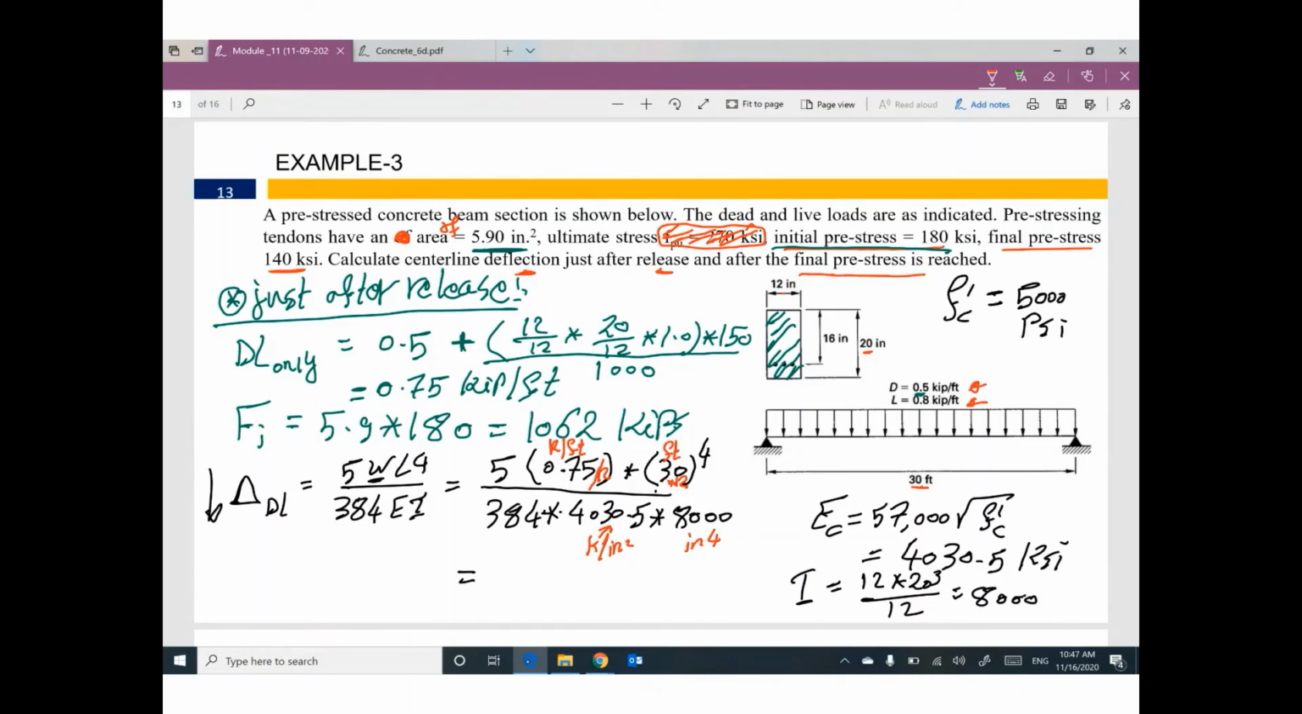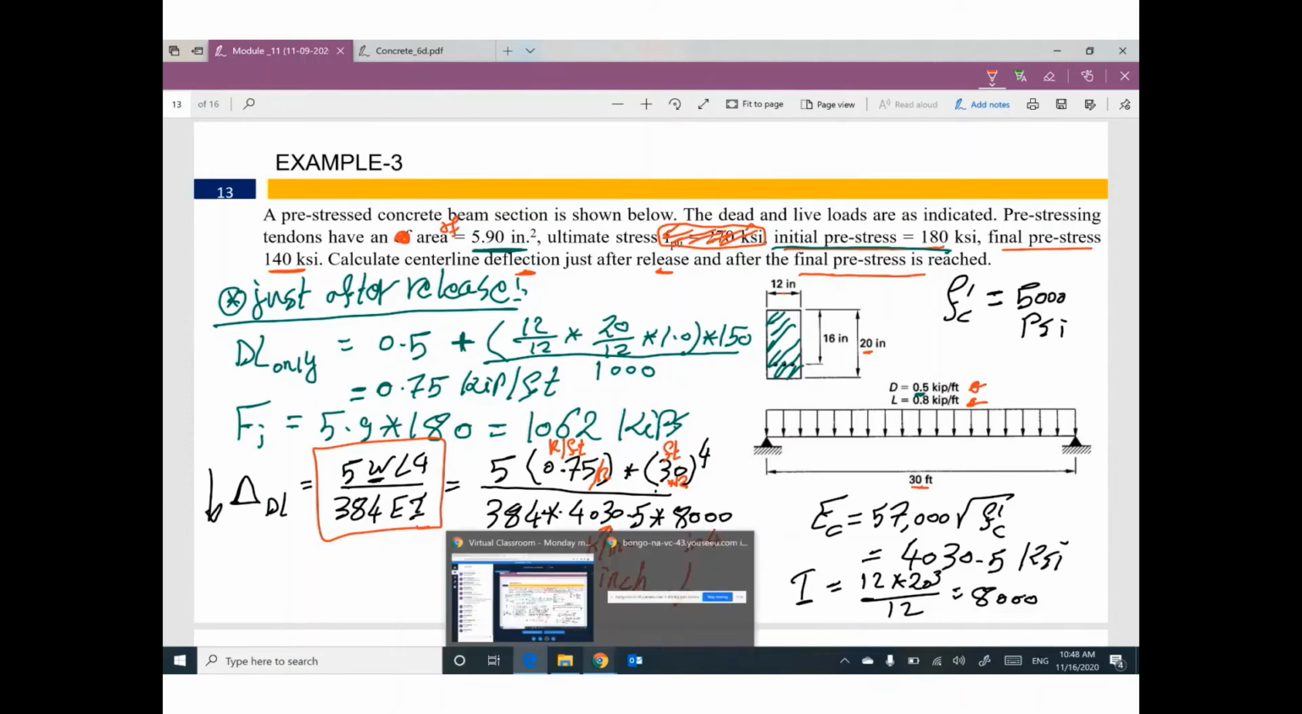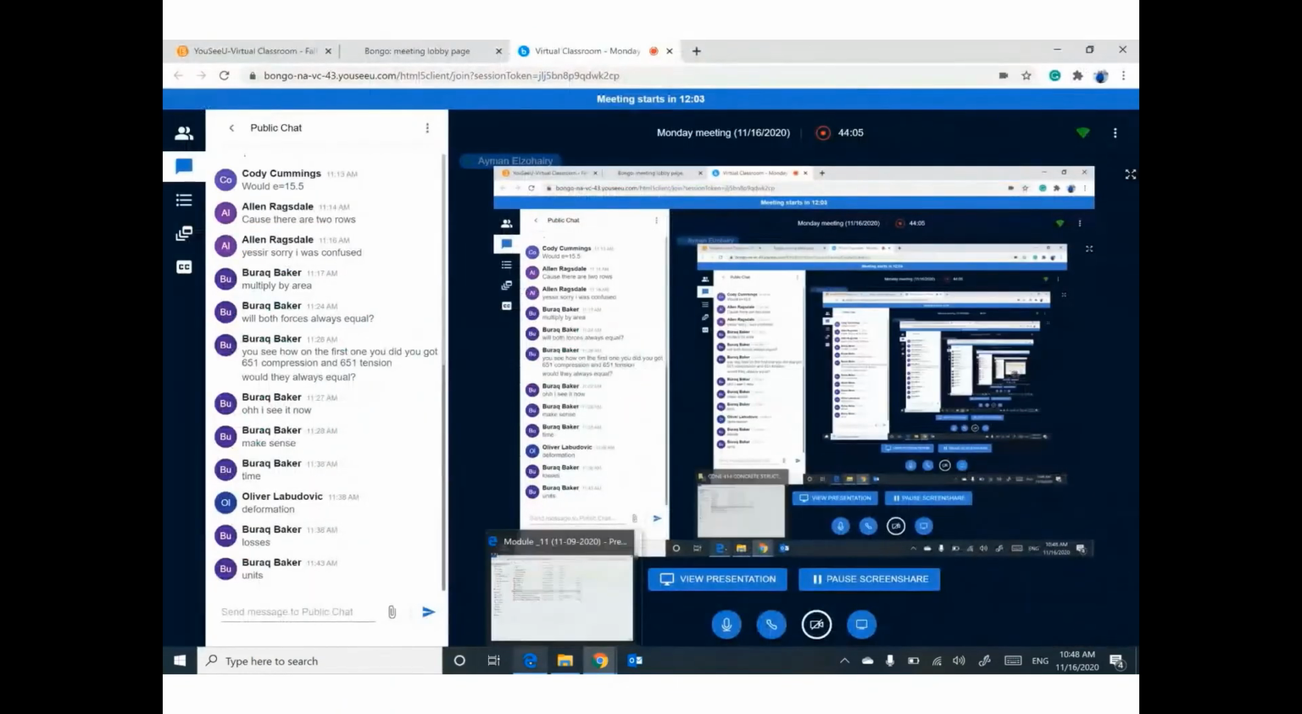Your final value will be 0.424 inch down. The only issue is to use this expression and make your units consistent. Please be careful about units.